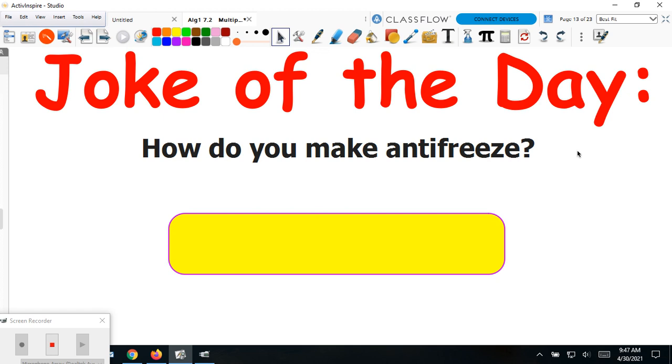All right, so let's take our joke of the day pause here. How do you make antifreeze? Well, antifreeze, if you're not sure, is typically what you would put in the radiator of a car. And you buy it from probably an auto place, or maybe you can get it from the store as well. But how do you make antifreeze?